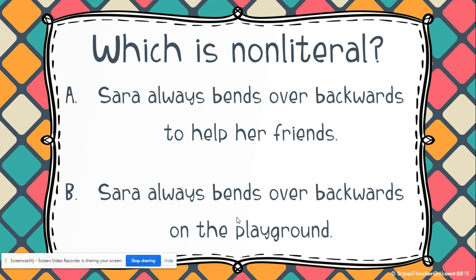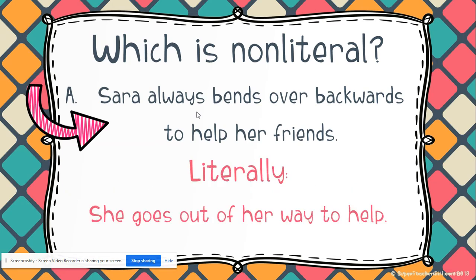So let's look at A. Sarah always bends over backwards to help her friends. I don't really think you can bend over backwards, and I don't think that helps your friends. So let's see which one is the non-literal. You must make a selection. I think it's A. Maybe she goes out of her way to help.